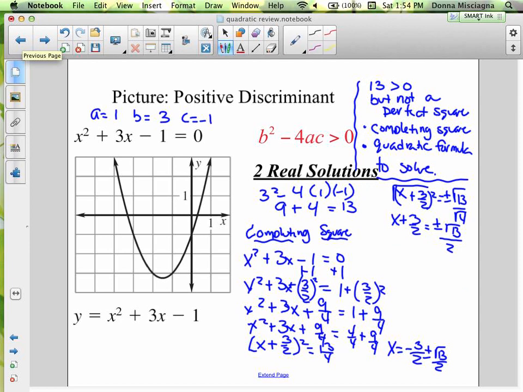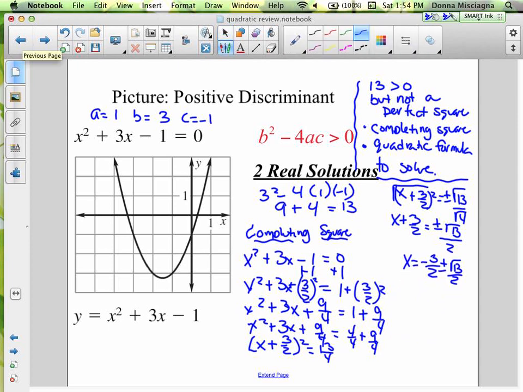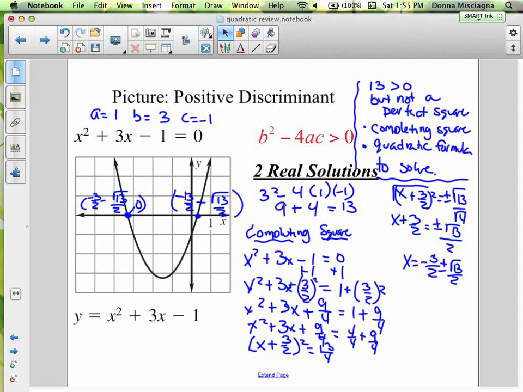So my two solutions are negative 3 halves plus the square root of 13 divided by 2, and negative 3 halves minus the square root of 13 divided by 2. So this point here would be negative 3 halves minus the square root of 13 divided by 2, because it's smaller. And this point over here would be negative 3 halves plus the square root of 13 divided by 2. So here we have two solutions. They're real, but they are irrational. A little practice with completing the square.